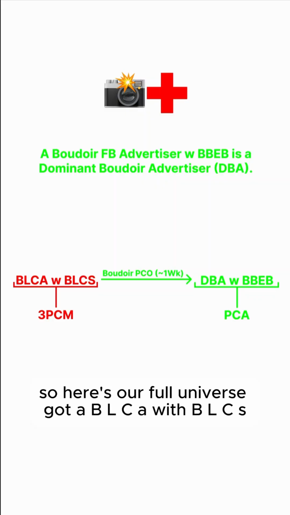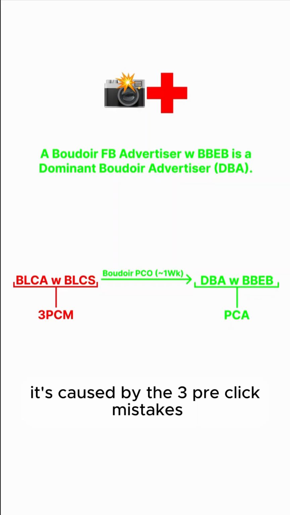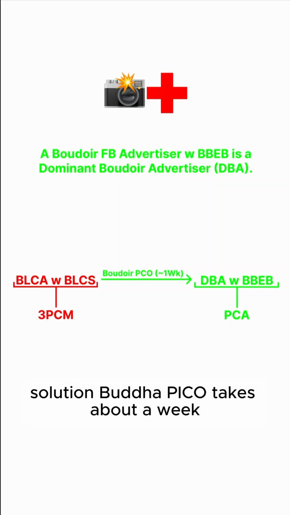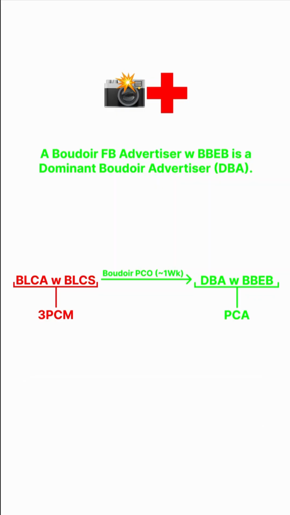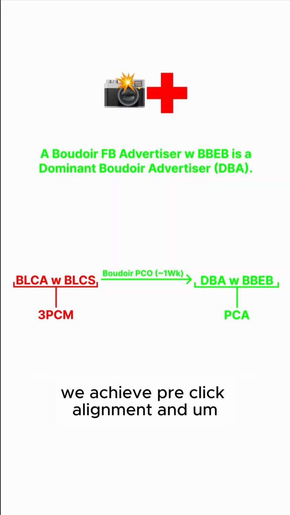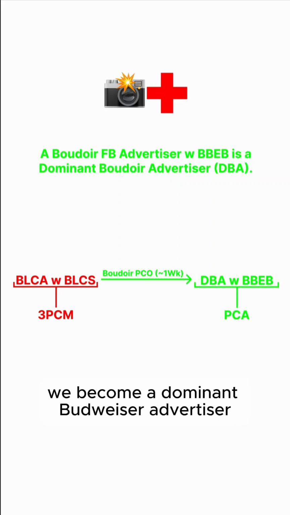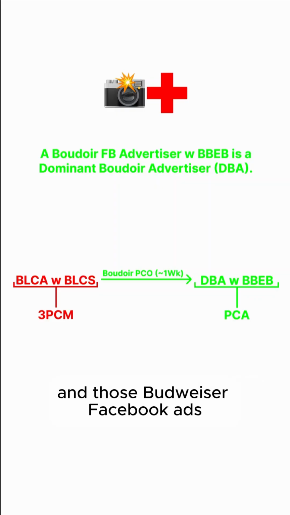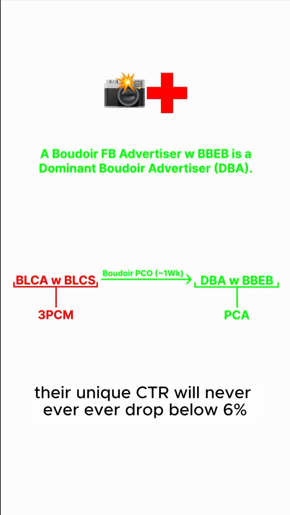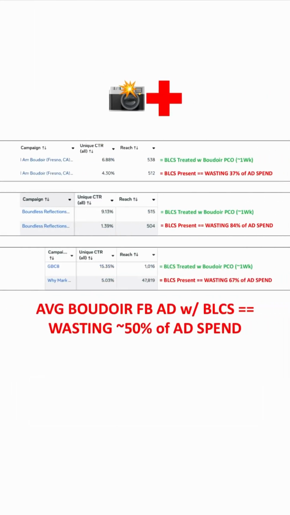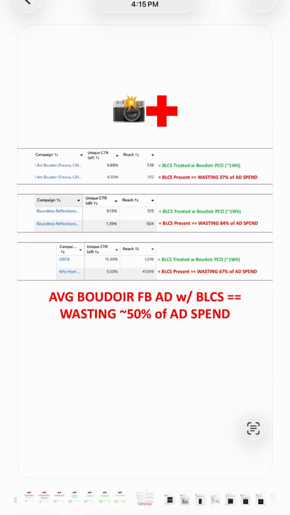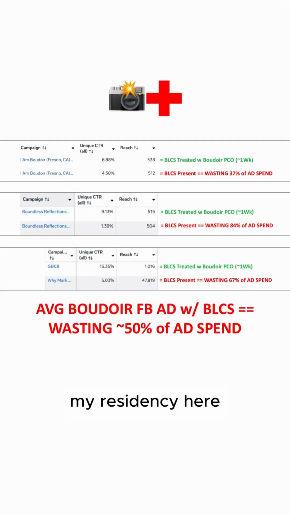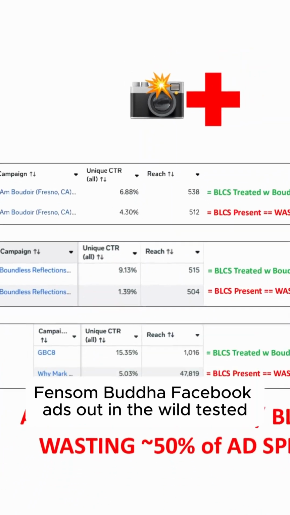So here's our full universe. Got a BLCA with BLCS. It's caused by the 3 pre-click mistakes. Solution, boudoir Pico, takes about a week. We achieve pre-click alignment, and we become a dominant boudoir advertiser with boudoir brain entry boost. And those boudoir Facebook ads, their unique CTR will never, ever, ever drop below 6%. So now we got my residency here.